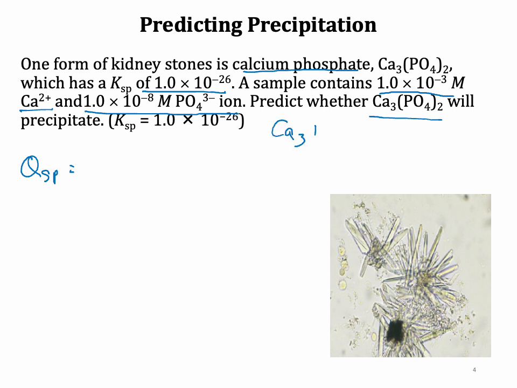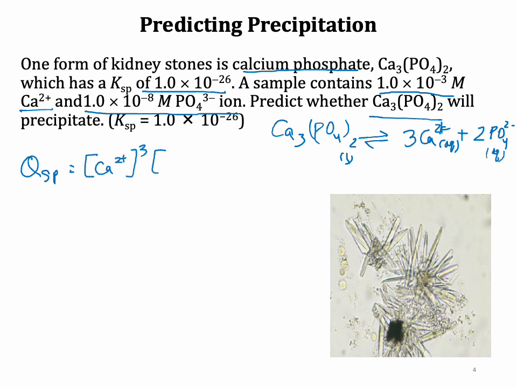So QSP is going to be for calcium phosphate. For this, first I need to know what calcium phosphate is going to dissociate to. This is going to dissociate to give us 3 calcium ions and 2 phosphate ions, which means QSP is going to be calcium ion concentration cubed and phosphate ion concentration squared.